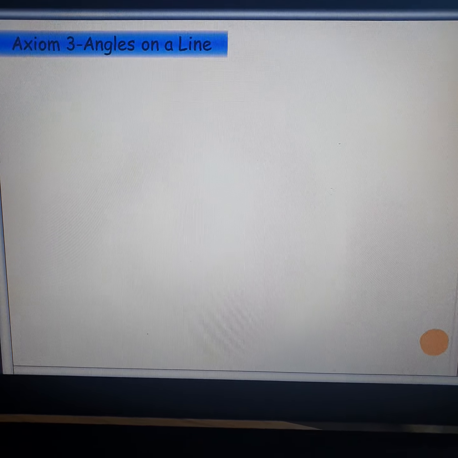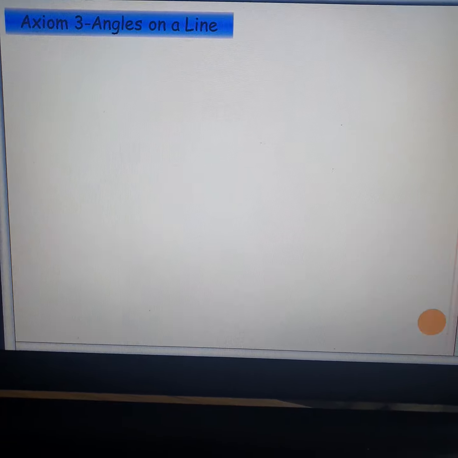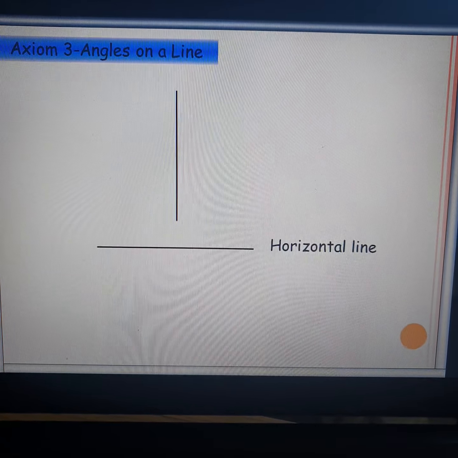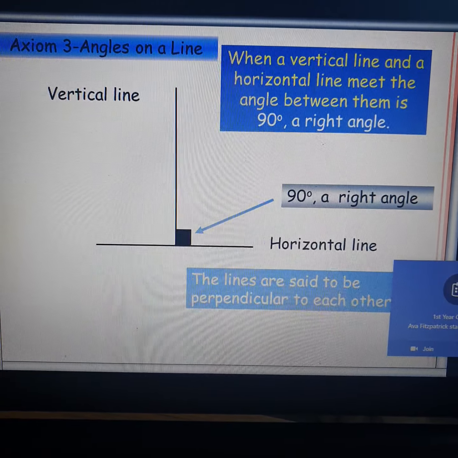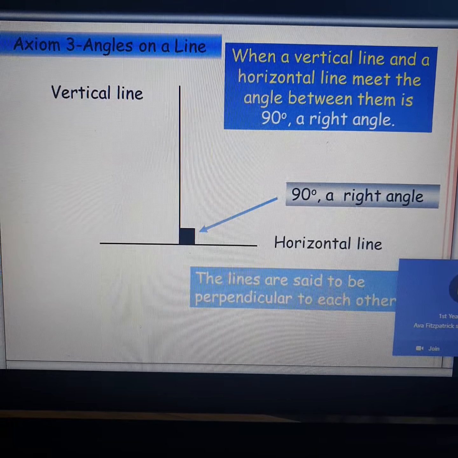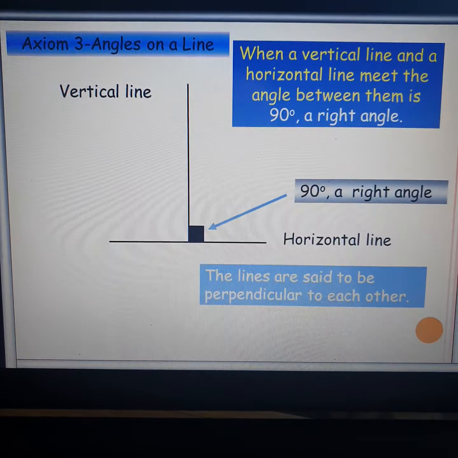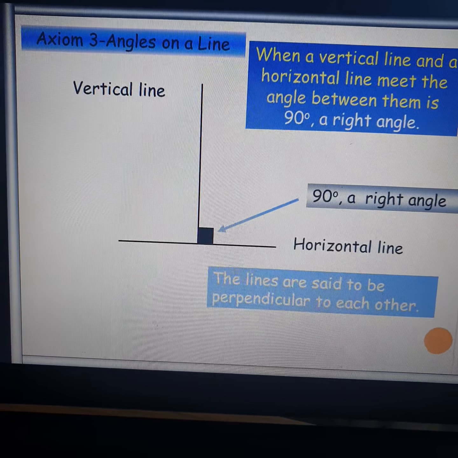The third axiom is axiom 3, which is angles on a line, which you've come across already. So you just take down angles on a line that we accept. We accept that when we have a vertical and a horizontal line and they meet, we have right angles on either side, okay? We accept that. We don't have to prove that. The lines are said to be perpendicular to each other, okay?